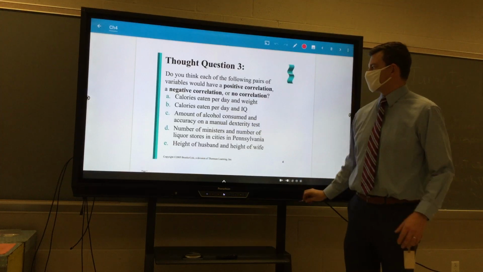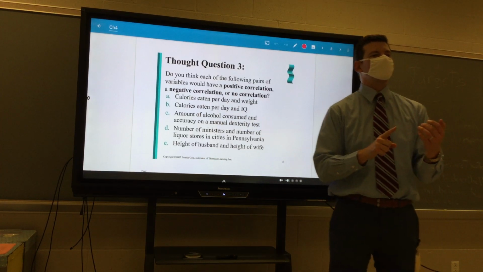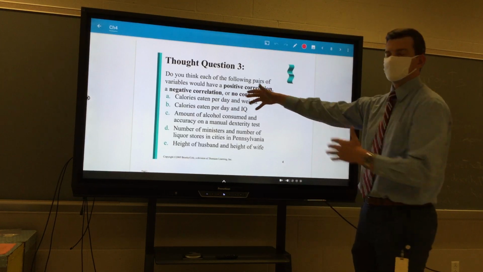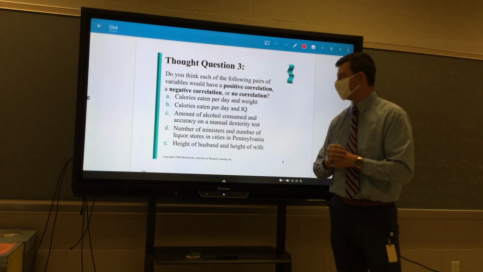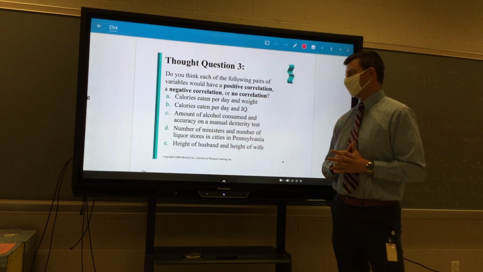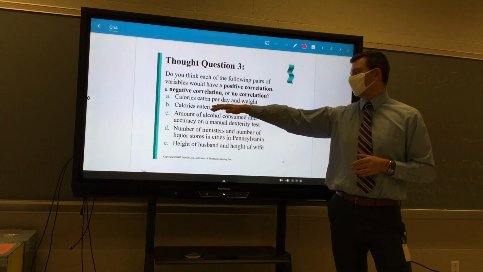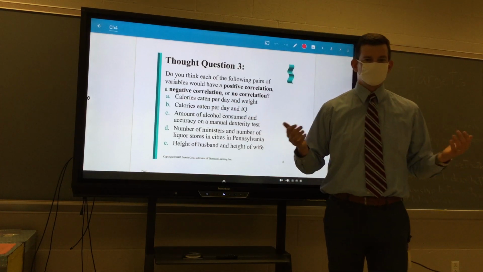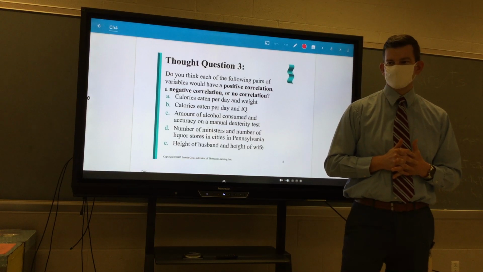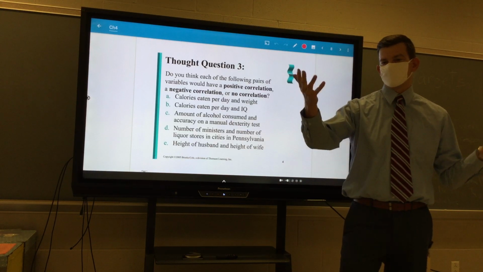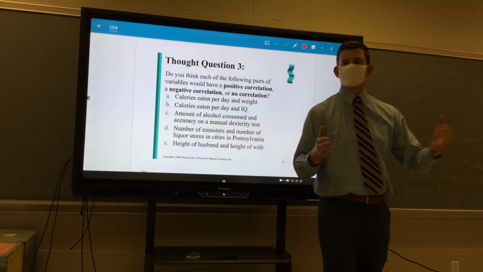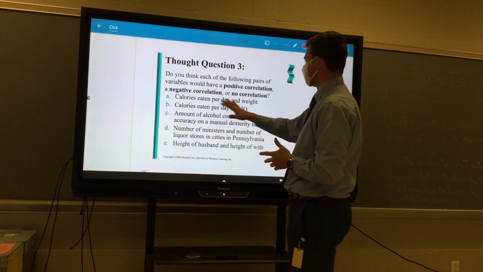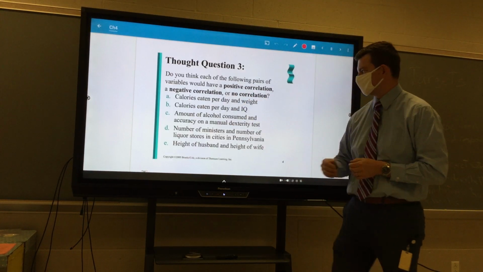I have these relationships here, and I want us to identify if we think that they're going to be positively associated, negatively associated. They use the word correlation here, which we'll talk about in a second, or no correlation whatsoever. So, what do you think? Calories eaten per day and weight. Positive, negative, or nothing? Positive. Yeah, positive relationship. In general, the more calories you eat, the higher the weight. There's deviations from that, but in general, that makes sense that there would be a positive correlation.